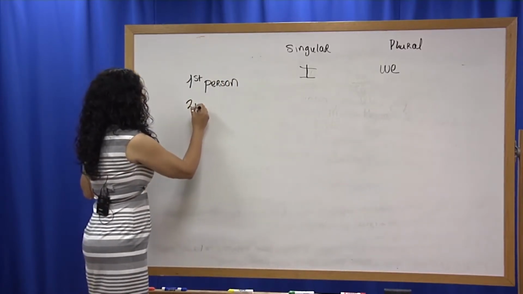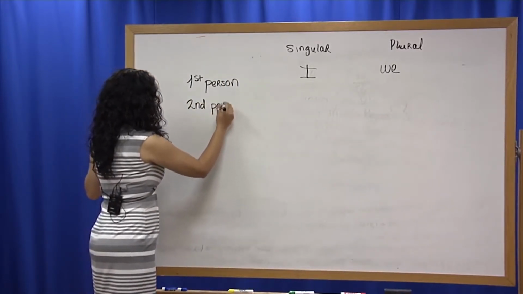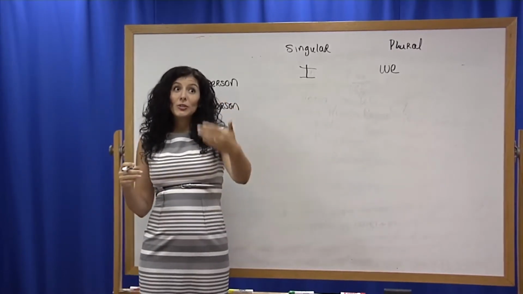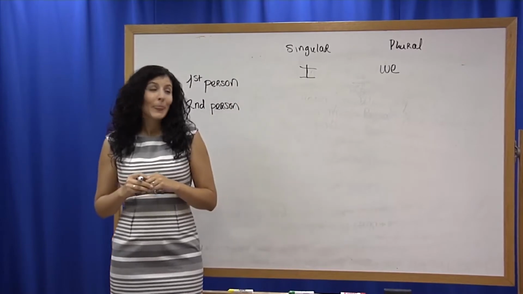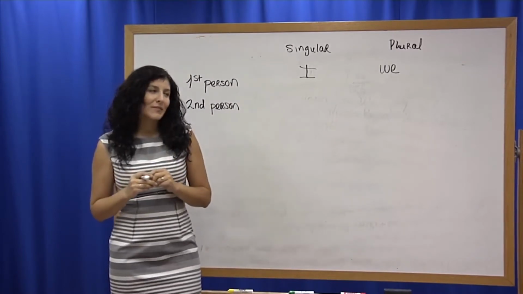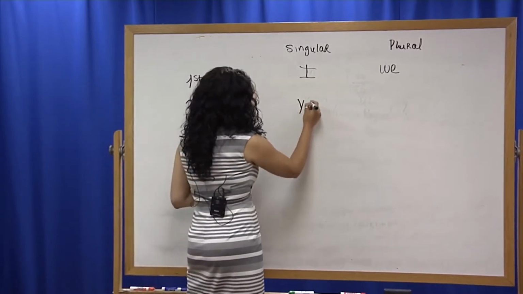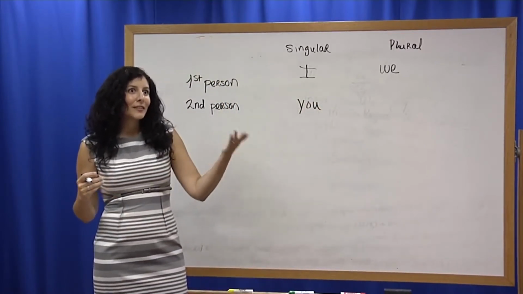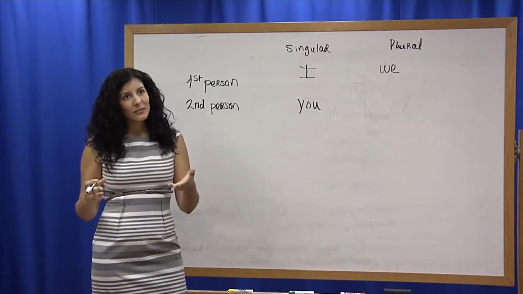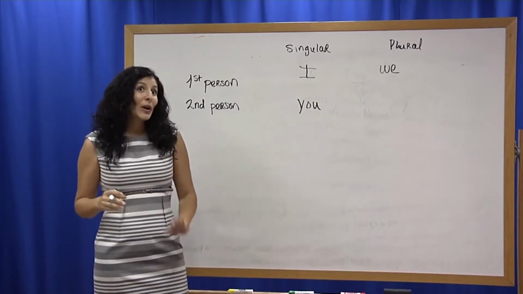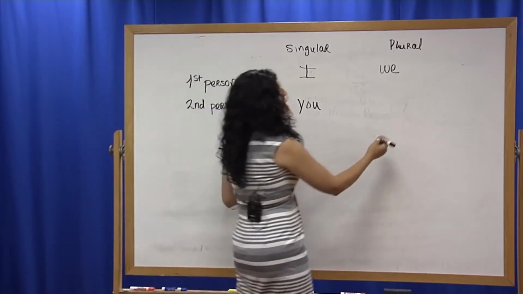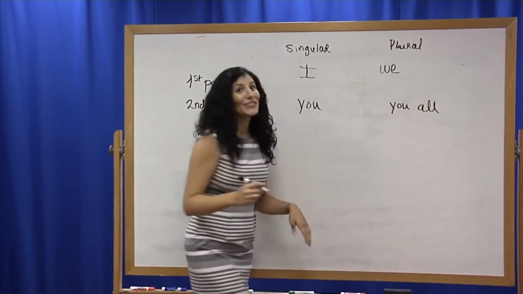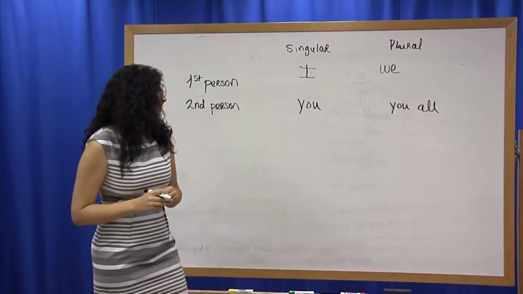We also have the second person. And in the second person, you are a part of that group. In English, we only really have one way of saying that, which is you. We use you for both singular and plural, but that can get a little confusing. So I will just write over here, you all, to indicate that there's a group of people.